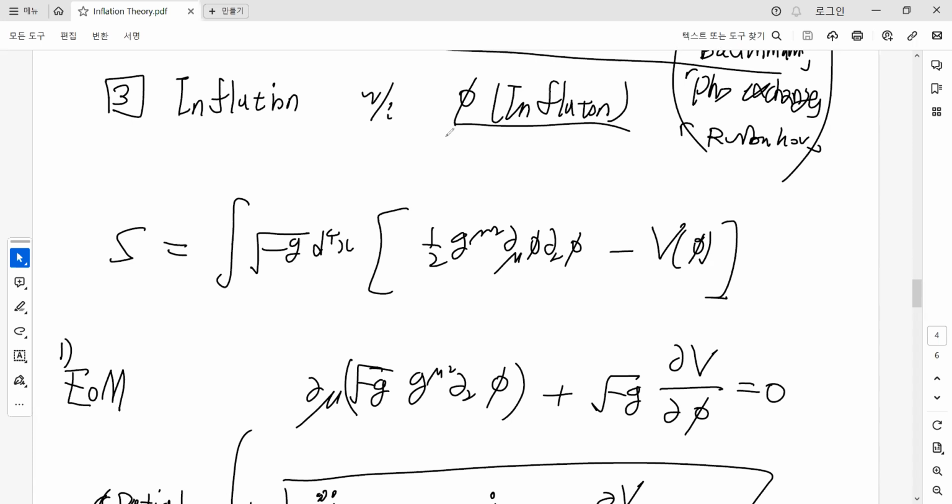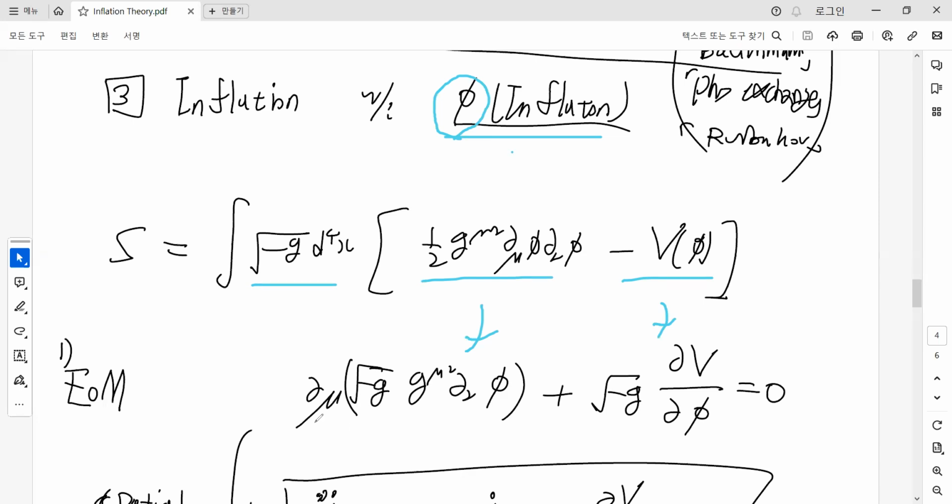Also, there are some other models, like the Higgs inflation or R-squared inflation, where R is the Riemann tensor. Today, I'll focus on the inflaton model. The simple action for the inflaton can be written with kinetic and potential terms in the volume element with the metric tensor. And the equation of motion follows from the potential term and the kinetic term.